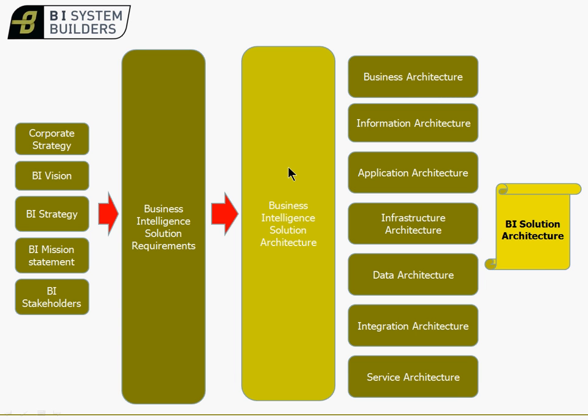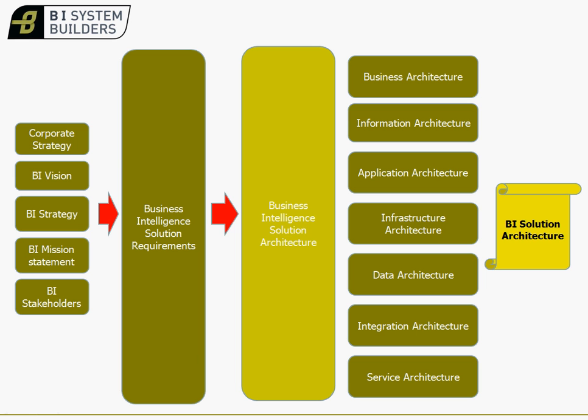Now I like to think of the components within that solution architecture as the 7 pillars of wisdom, as there happen to be 7. Business architecture, information architecture, application architecture, infrastructure architecture, data architecture, integration architecture, service architecture. Of course, these are not new. Systems such as TOGAF, for instance, has some of these, such as business architecture. They'll use technology architecture.